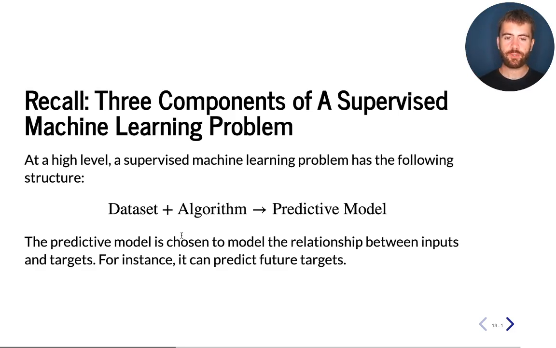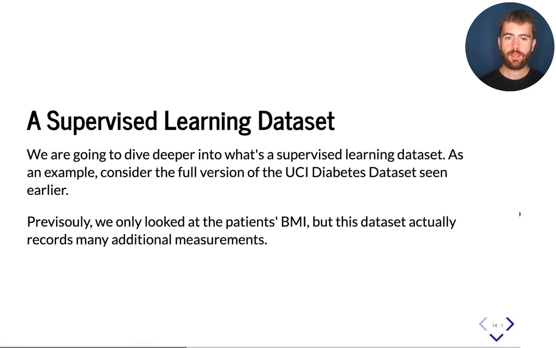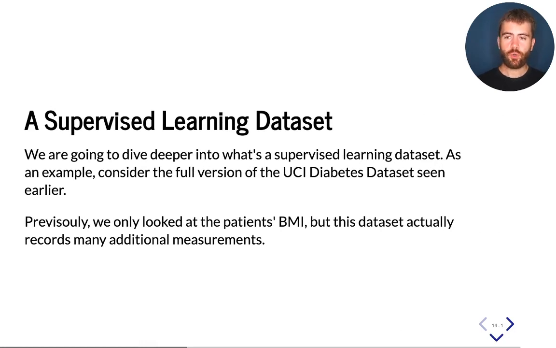So in this video, I would like to dive deeper into the notion of a data set and start laying out some technical definitions. As a running example, we are again going to use the UCI diabetes dataset, which we saw in the earlier video. And recall that this is a data set of patients, and for each patient we have a number of measurements. Some of these are physiological measurements, and I will show you in a moment a few other types of measurements that are in this data set. Earlier we focused on BMI, but actually there are a few additional useful measurements in this data set.